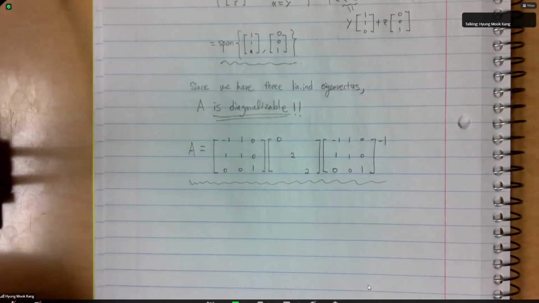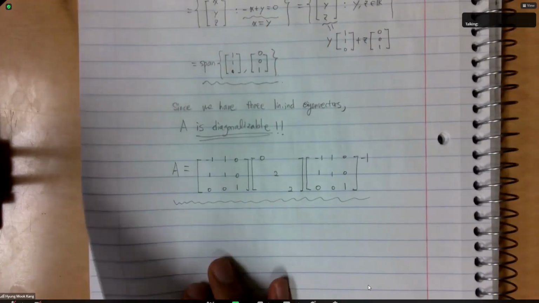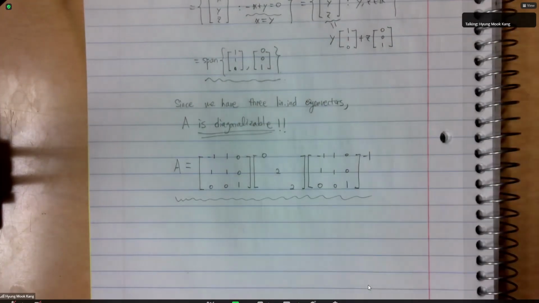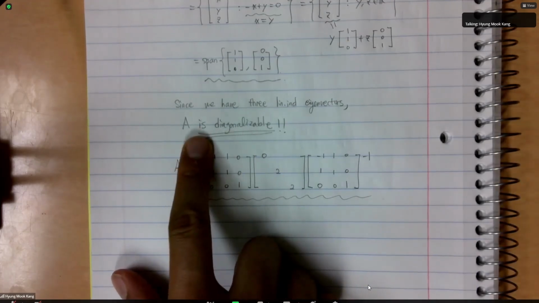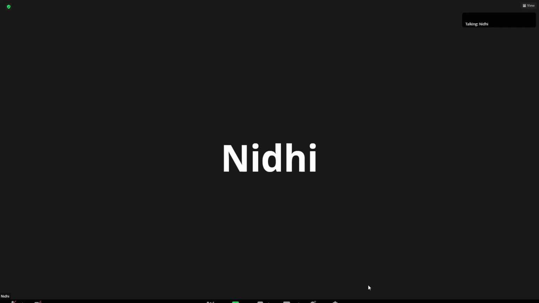So let's go with another example. Let's call it a day. Is everyone following why this is diagonalizable? Everyone's cool? Yeah. Okay.